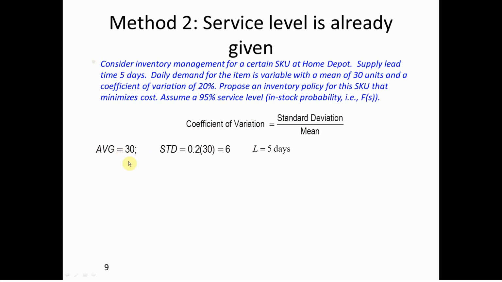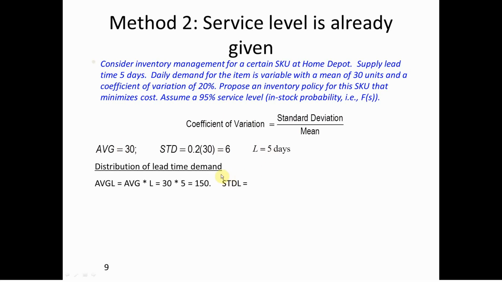So again, we have an average demand of 30 units. Standard deviation is 20% of 30, because it's the standard deviation divided by the mean. So if we multiply by the mean, we get the standard deviation. So we get 6, and the lead time is 5 days. Once again, we want to make sure that this is 30 per day, 6 per day, and the lead time is in days. So days, days, days.